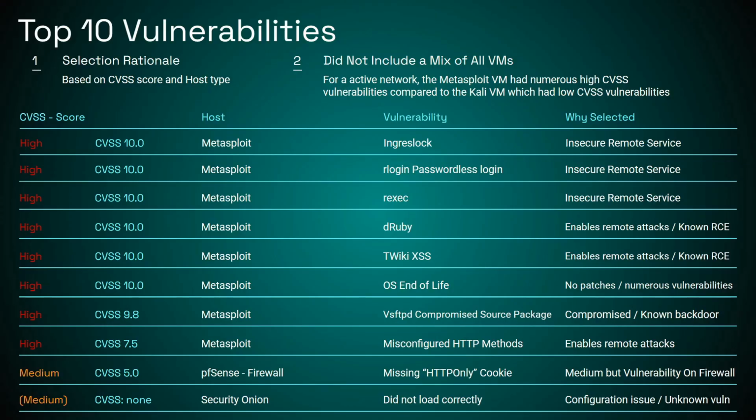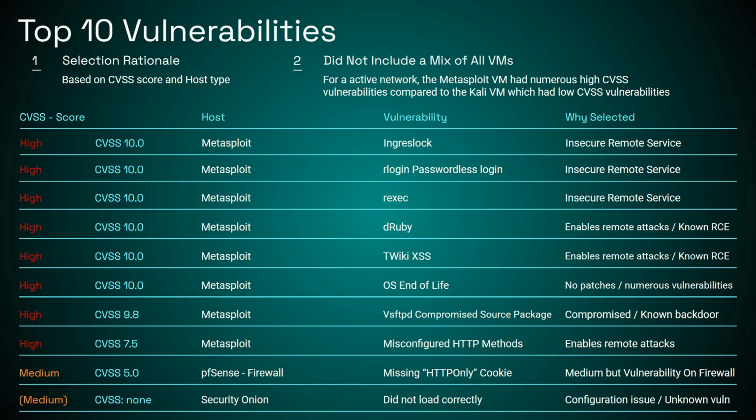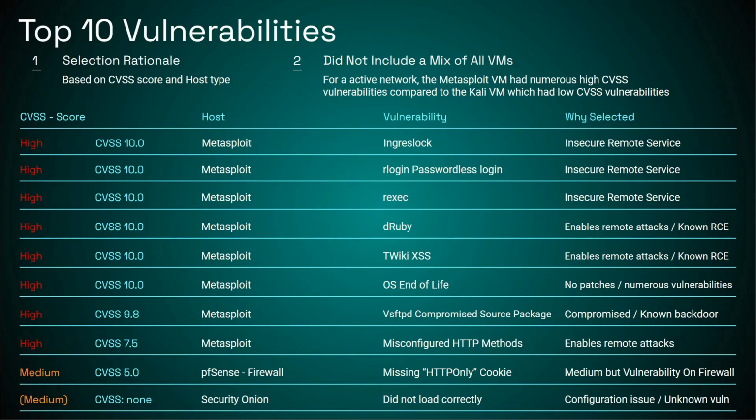Thank you, Brady. As Brady mentioned, we have the network, which includes the pfSense firewall, the Security Onion SIEM, the Kali VM, and a Metasploitable web server. The chart here lists the top 10 vulnerabilities across that network. From top to bottom, we have the vulnerabilities listed from high to medium, based on the Common Vulnerability Scoring System. Across this network, we had 22 high vulnerabilities. We also had 42 medium vulnerabilities and 11 low vulnerabilities.